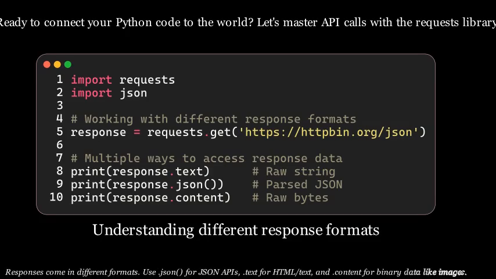Responses come in different formats. Use .json for JSON APIs, .text for HTML or text, and .content for binary data like images.